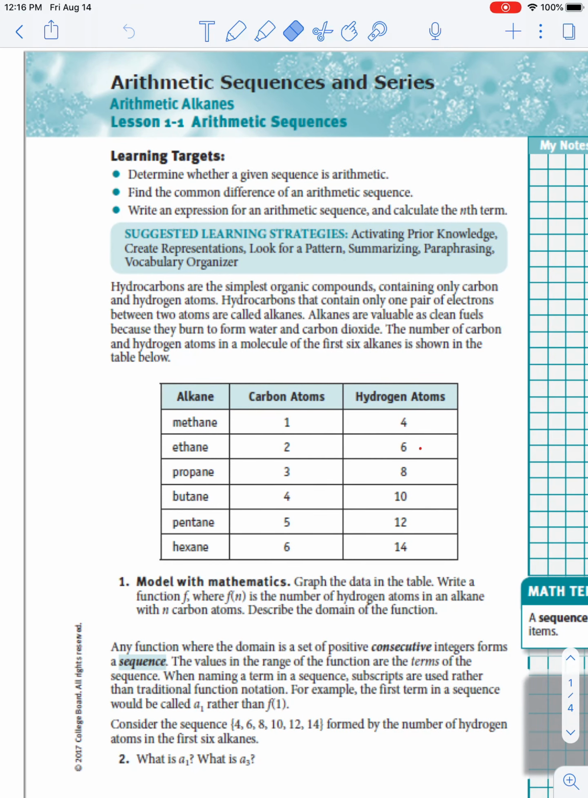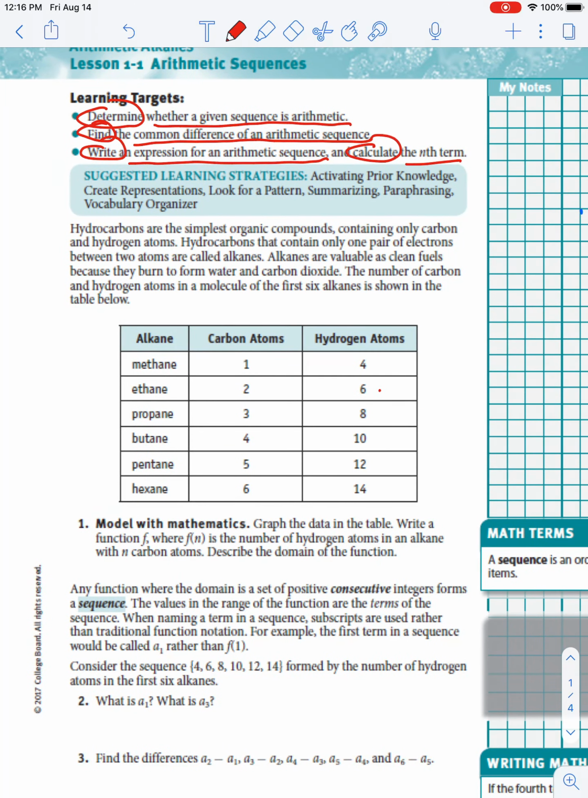So first, we want to be able to determine whether a given sequence is arithmetic. Second, we want to be able to find the common difference of an arithmetic sequence. And finally, we want to write an expression for an arithmetic sequence and calculate the nth term, or what we call any term of a sequence.